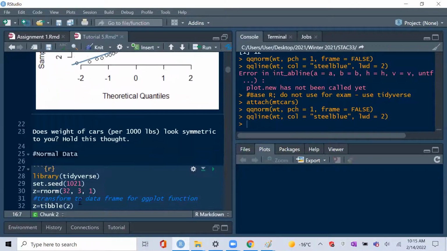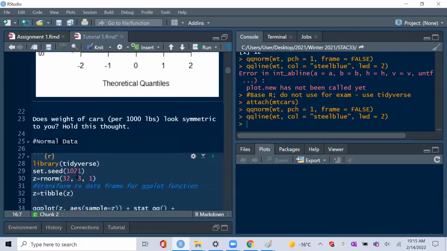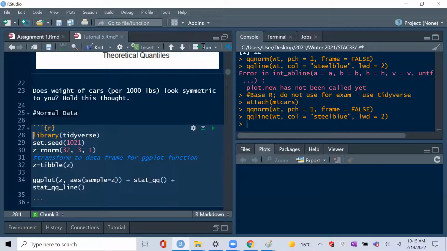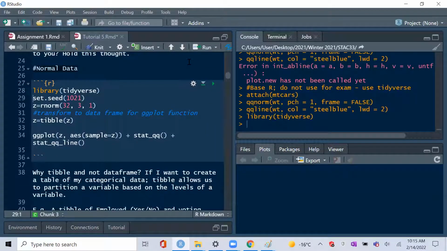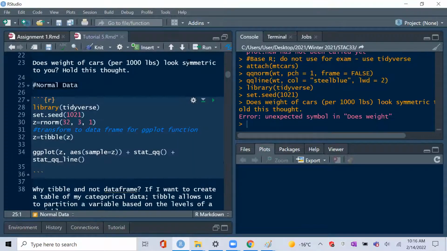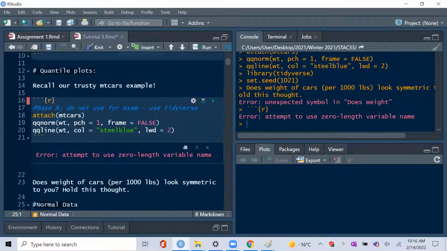From this data, this is the weight variable. First of all, let me show you how to do it in tidyverse, and I'll explain what's going on here. I made a random variable that is normal.